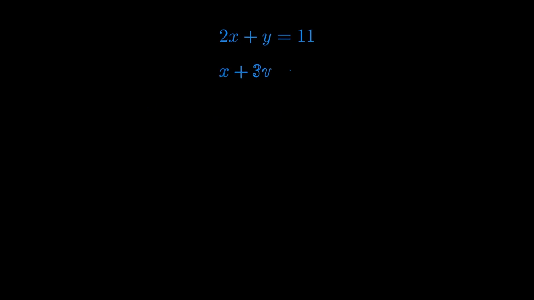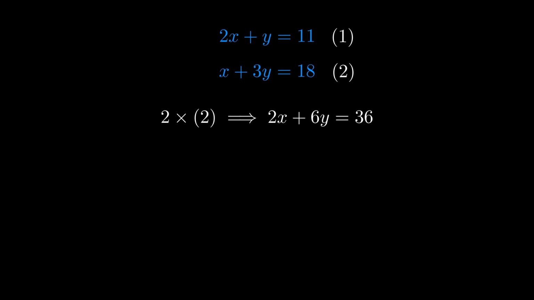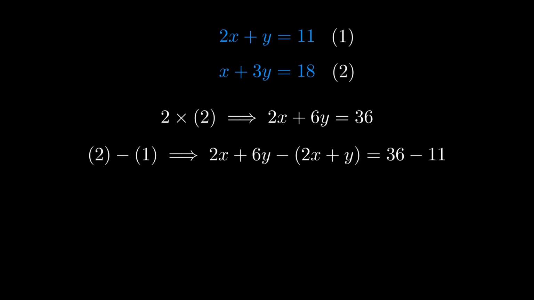Elimination: this method eliminates one variable by adding or subtracting equations. We multiply the second equation by 2 to align the coefficients of x. Now we subtract the first equation from the second equation. We get y equals 5. Now we substitute the value of y in the second equation to get x equals 3.